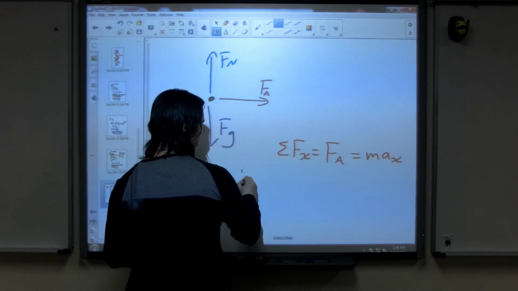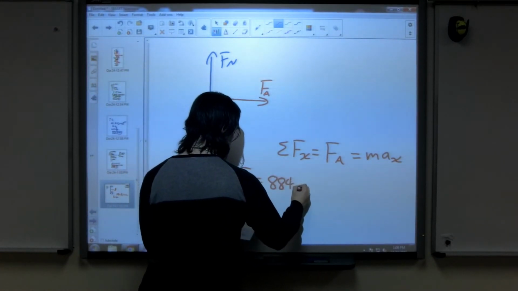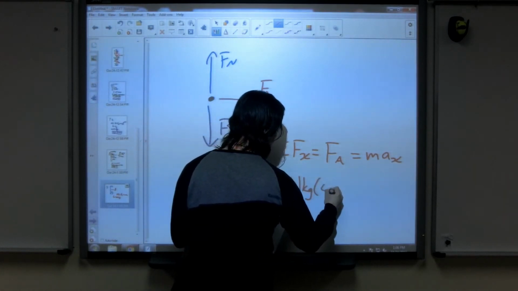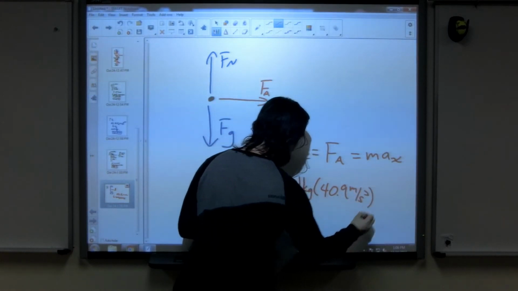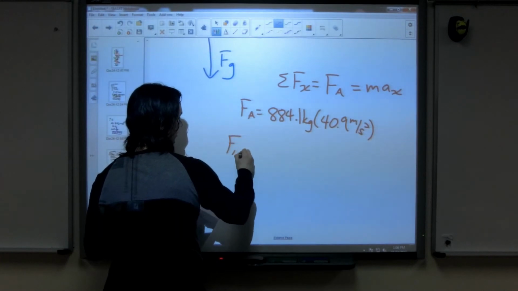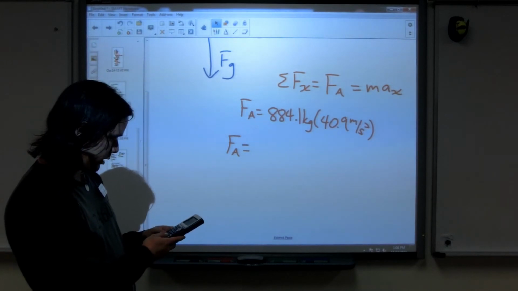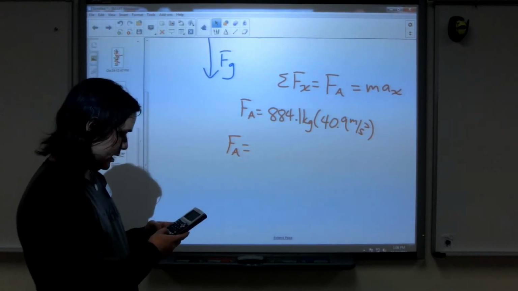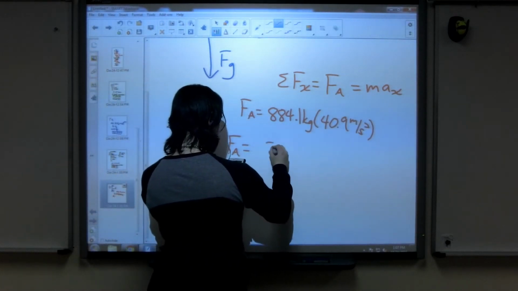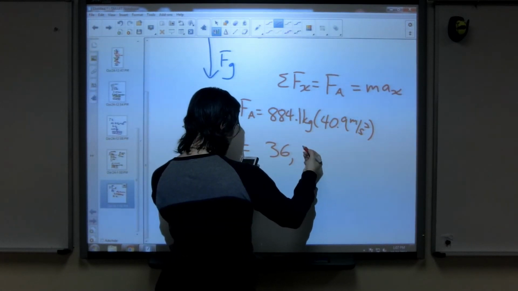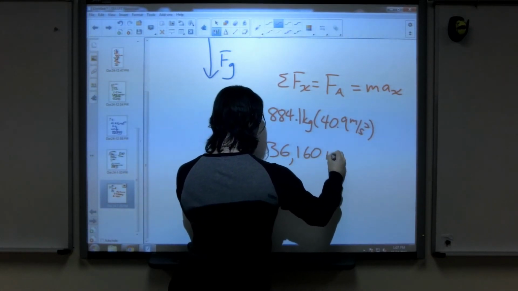in the x. We were given that the mass is 884.1 kilograms, and we just found that it had an acceleration of a whopping 40.9 meters per second squared. We found the force: 40.9 times 884.1. We end up with a very large 36,159, so I'm going to go ahead and call it 36,160 newtons.